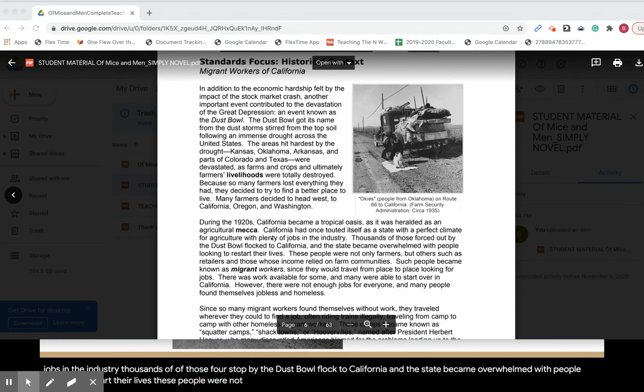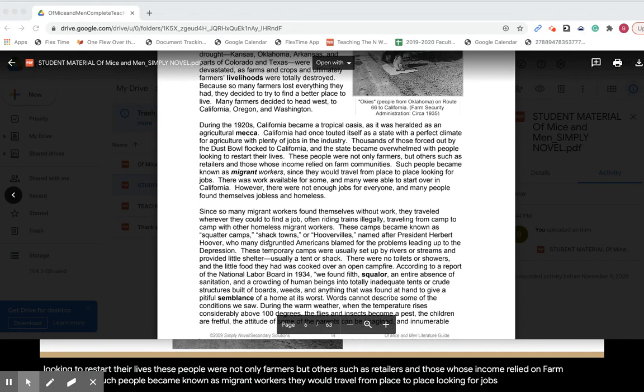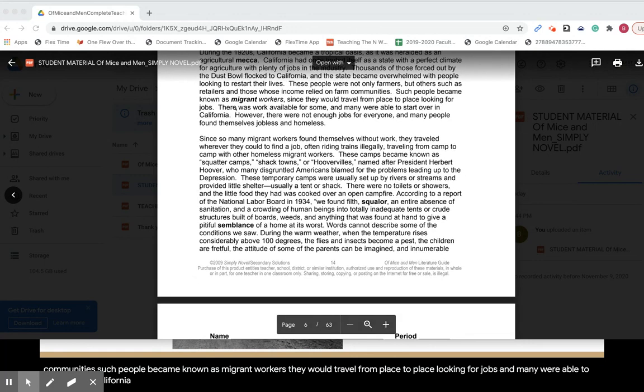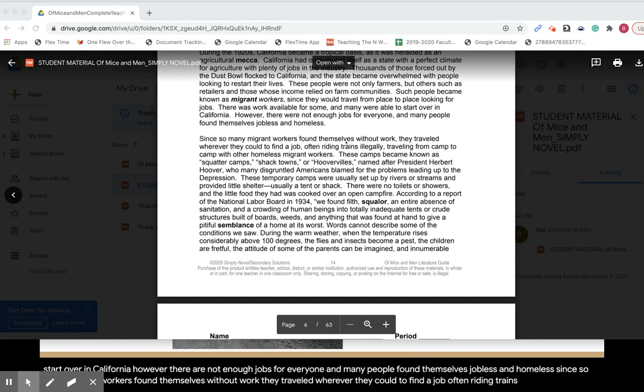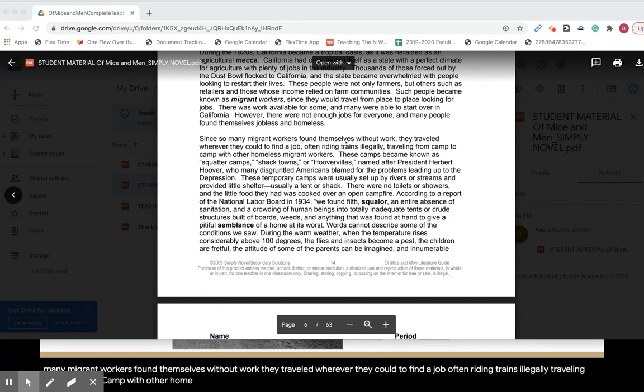These people were not only farmers, but others such as retailers and those whose income relied on farm communities. Such people became known as migrant workers, since they would travel from place to place looking for jobs. There was work available for some, and many were able to start over in California. However, there were not enough jobs for everyone, and many people found themselves jobless and homeless. Since so many migrant workers found themselves without work, they traveled wherever they could to find a job, often riding trains illegally, traveling from camp to camp with other homeless migrant workers.